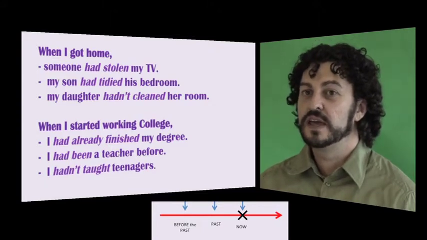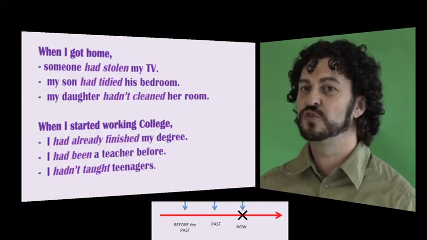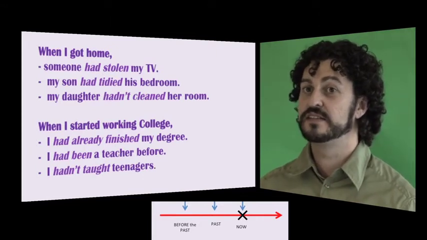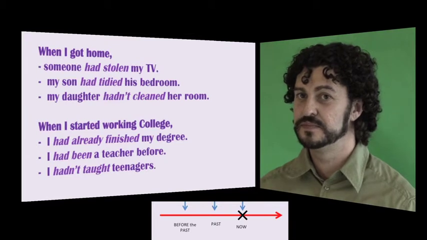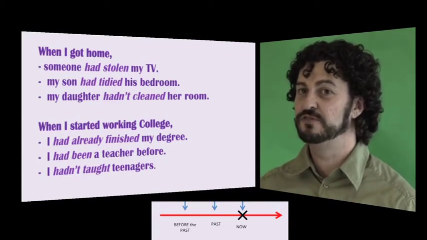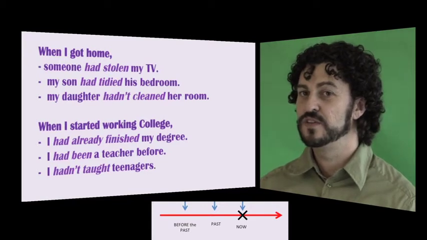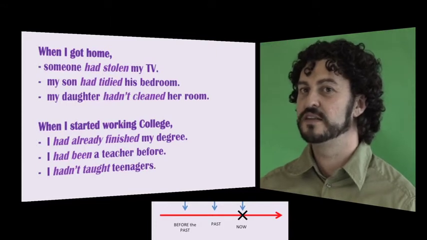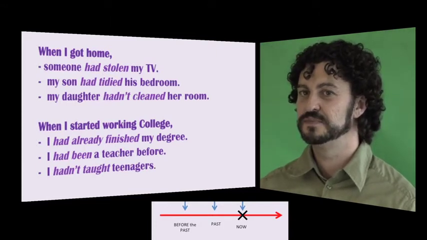When I started working at the college, I had already finished my degree. My degree happened before I started working at the college. When I started working at the college, I had been a teacher before. We're using the past perfect here to emphasize this happened before I started working at the college.